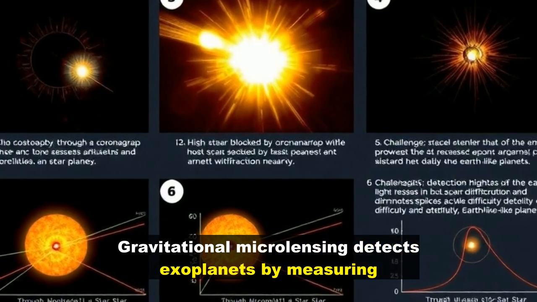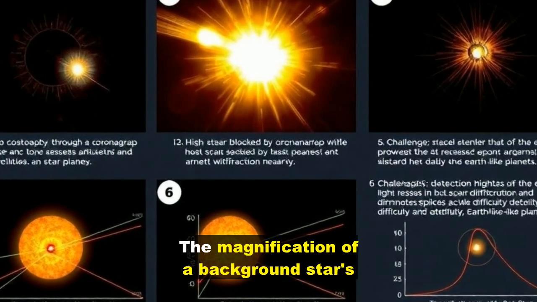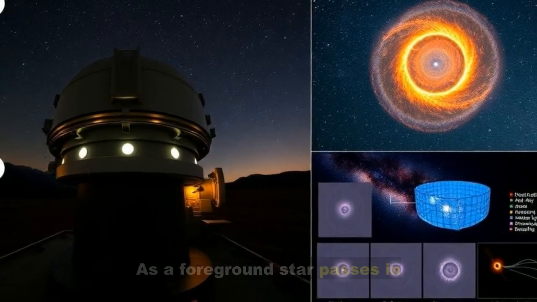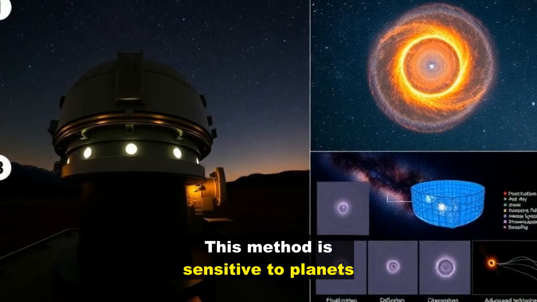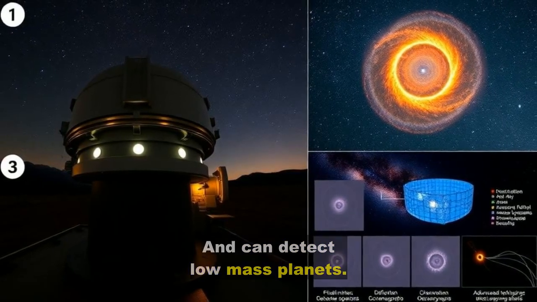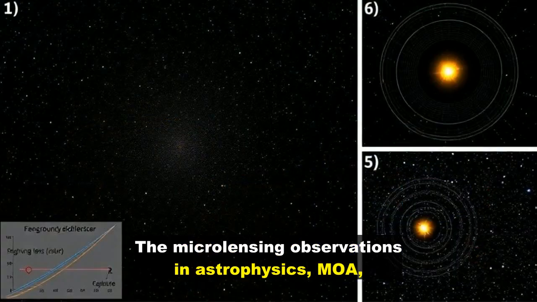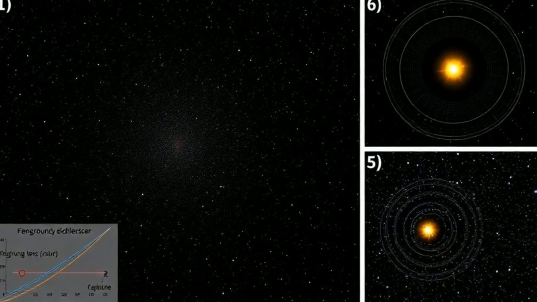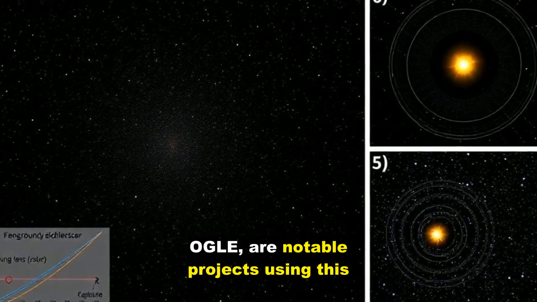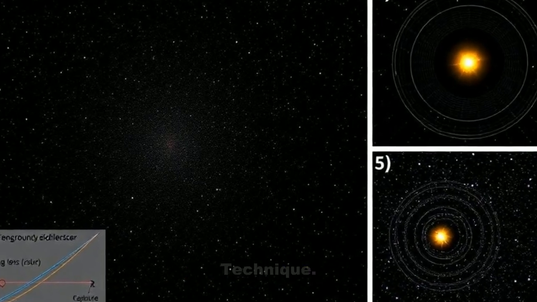Gravitational microlensing detects exoplanets by measuring the magnification of a background star's light as a foreground star passes in front of it. This method is sensitive to planets at large distances from their stars and can detect low-mass planets. The Microlensing Observations in Astrophysics, MOA, and the Optical Gravitational Lensing Experiment, OGLE, are notable projects using this technique.